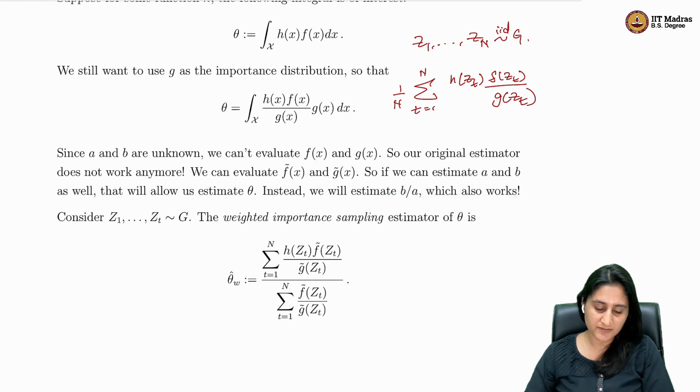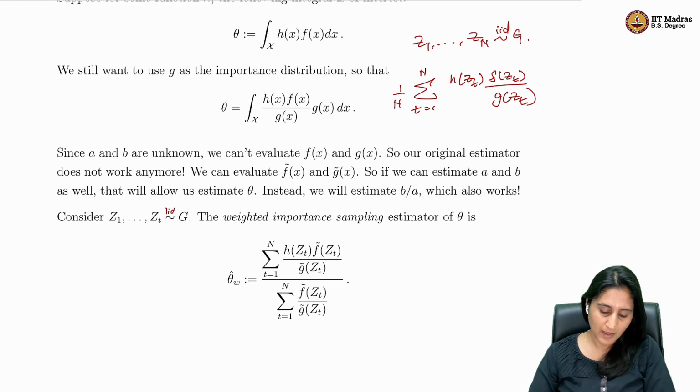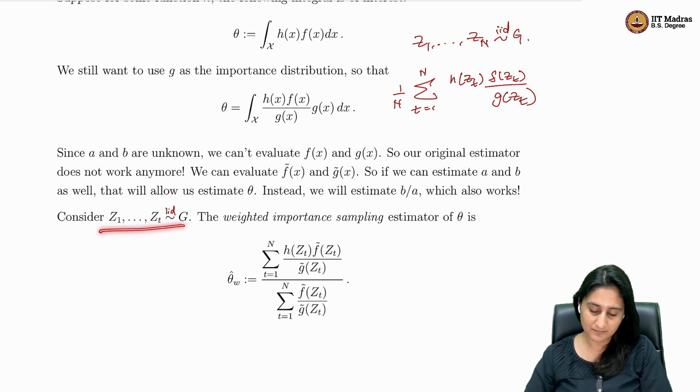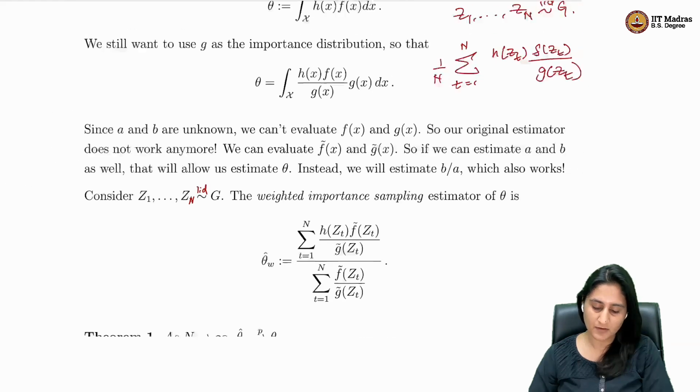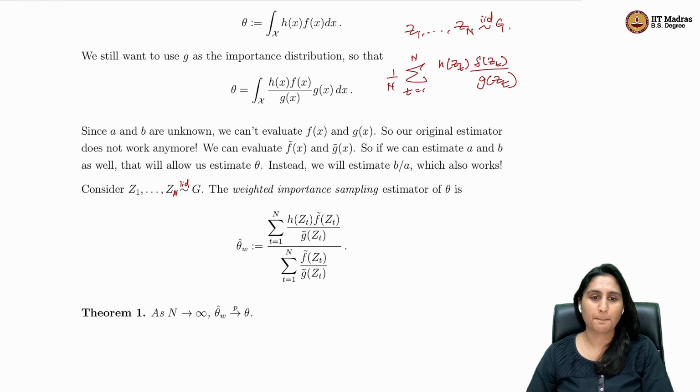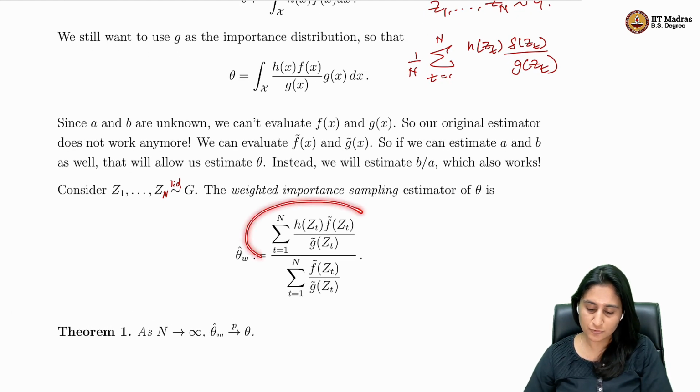So specifically, here's the setup that we have. I have z1 up to zn that are IID from g. And the weighted importance sampling estimator of theta is then defined as this numerator that I'm familiar with, summation t going from 1 to n, h of zt, f tilde zt divided by g tilde zt, right? So this looks like the usual simple importance sampling estimator except with the f tildes and g tildes.